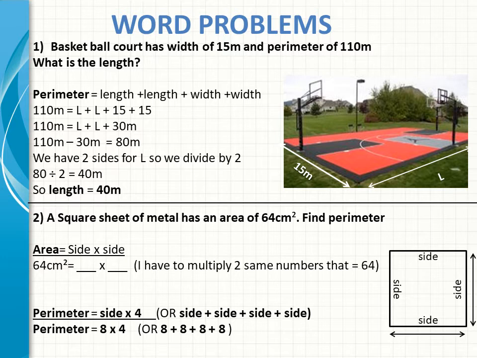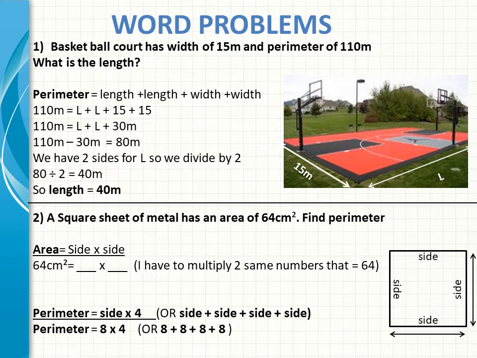Now what do we do to find the perimeter? First, we need to know the side. How do we get the side? Let us look at the area again. We were given 64 centimeters square. How do we find the area of a square? Remember, side times side. Pardon me, side times side, not side times 4. Perimeter is side times 4. Area is side times side.